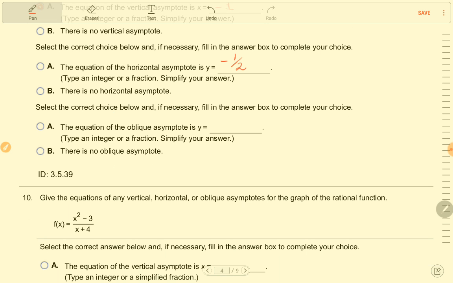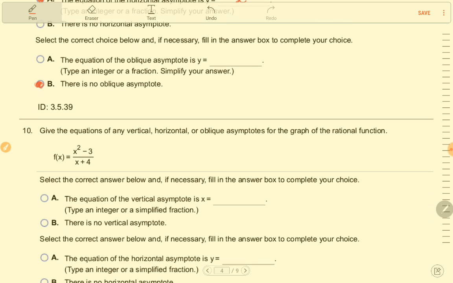Select the correct choice below, and if necessary, fill in the answer box to complete your choice. The equation of the oblique asymptote is y equals something. Well, no, because we have a horizontal asymptote, there will not be an oblique. It's either one or the other.